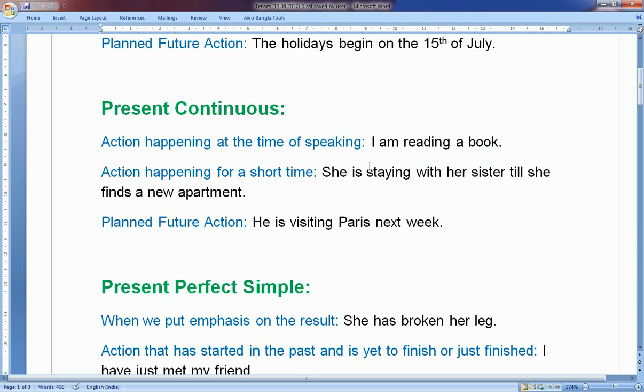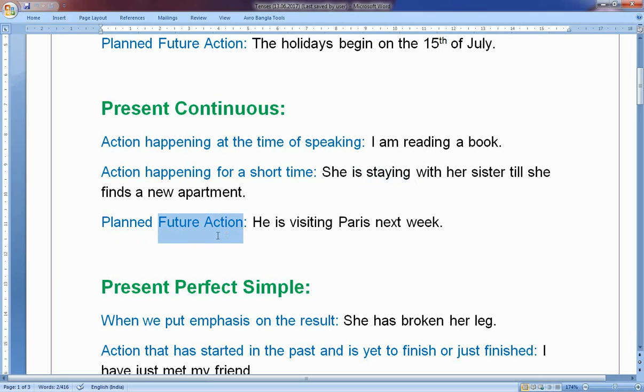Secondly, we will move on to action happening for a short time, which means that this is a temporary action and it's likely to change in the future. Example, she is staying with her sister till she finds a new apartment. Is staying means it is a temporary arrangement unless something new happens to come about.